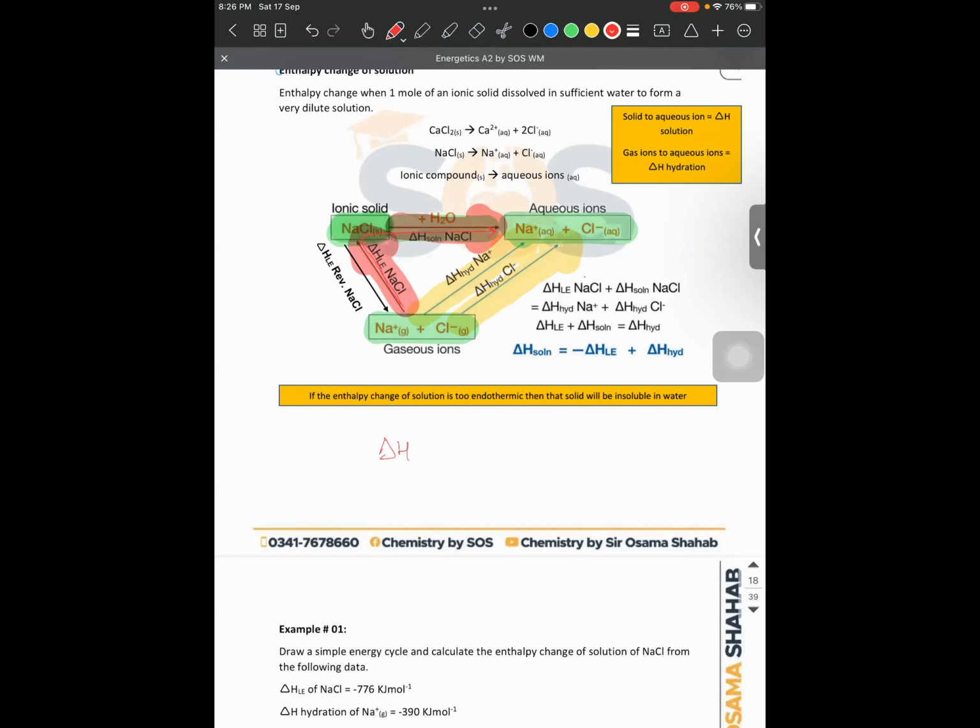Lattice enthalpy of NaCl plus enthalpy change of solution is actually equal to the enthalpy change of hydration of sodium plus chloride, right? And if you want to find out the enthalpy change of solution, you can simply send the lattice enthalpy over there. So it will be the enthalpy change of hydration of each ion, right? Minus enthalpy change of lattice energy. So you can solve like this, or you can do it in this way as well.